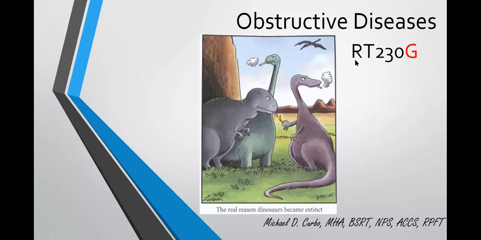All right, here we go. Obstructive diseases. We said from the onset that obstructive lung disease is when a patient has problems exhaling the gas. They can't get the air out. When somebody has an obstructive lung disease, they cannot get the air out.